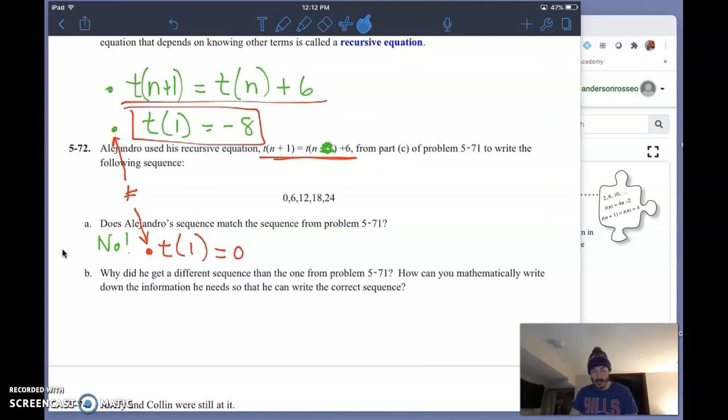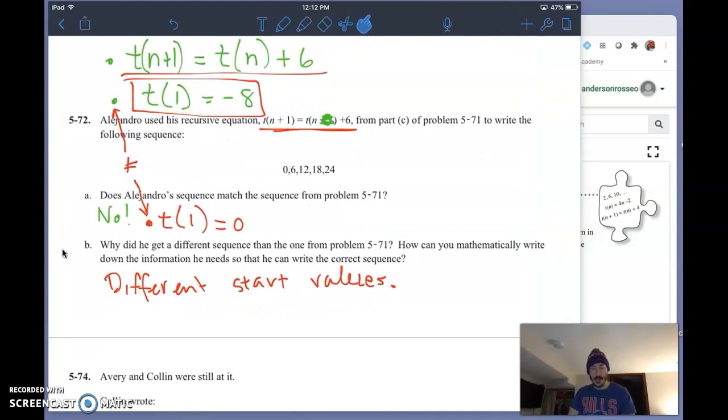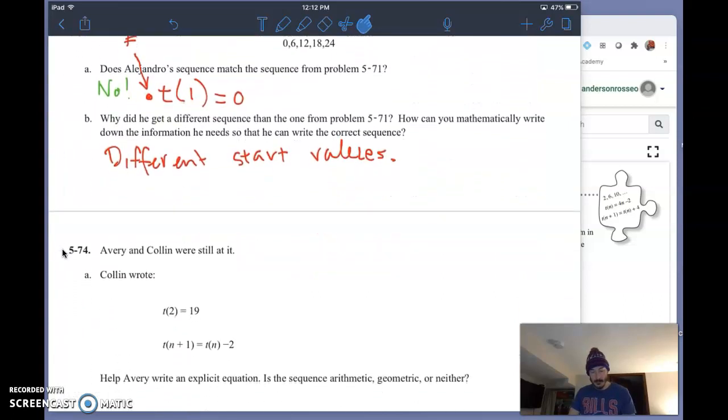I kind of answered part B there. It says, why did he get a different sequence than the one from 5-71? How can you mathematically write down the information he needs so we can get the correct sequence? Stepped on my own touchdown call there. Different starting values is the key feature. Different start values, or different T1s, and that's why we need to include both of those pieces. It really does matter.